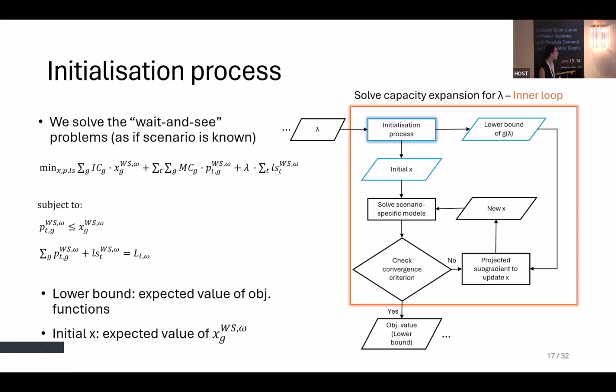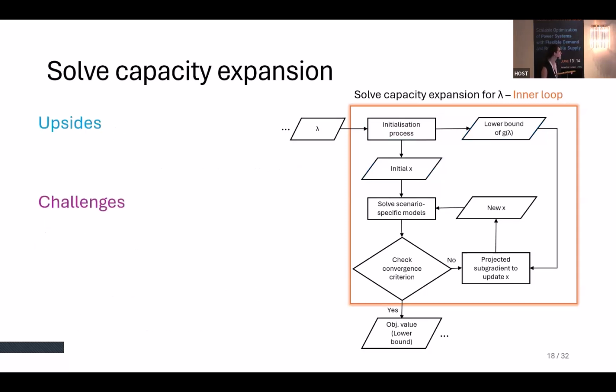Okay, and we can also initialize X based on this. So this is not a trivial process in general. The good thing about it is that we can parallelize sub-processes. So solving the scenario-specific models is achieved in a parallelization, let's say, scheme. And this makes the whole process quite efficient.